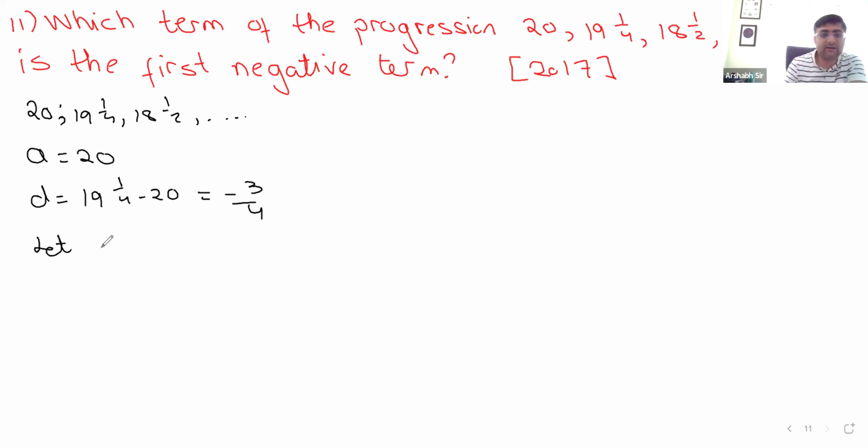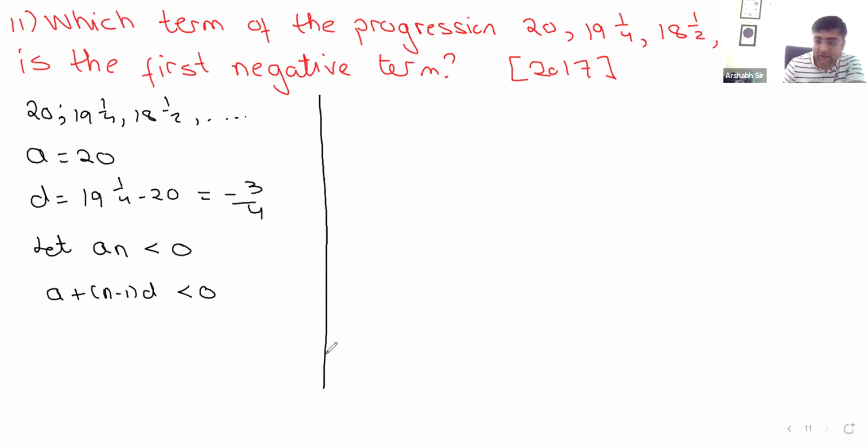So let an be the first negative term. So that means it will be less than 0. So basically we have to solve a plus n minus 1d less than 0. Okay? Now the way to solve an inequality is very similar to how you solve an equation. So देखो a plus n minus 1 times d, that is minus 3 by 4, should be less than 0.